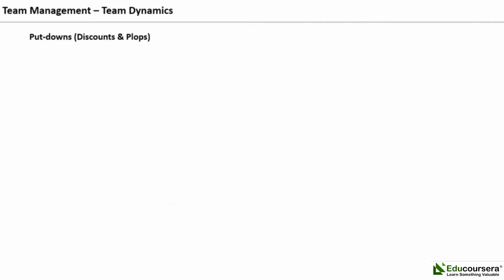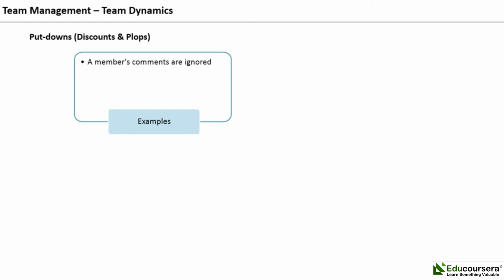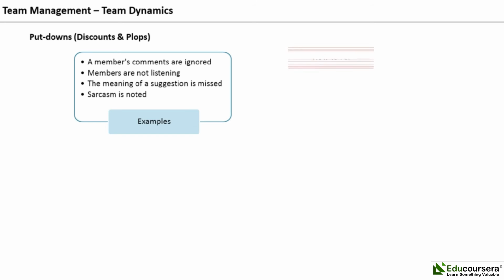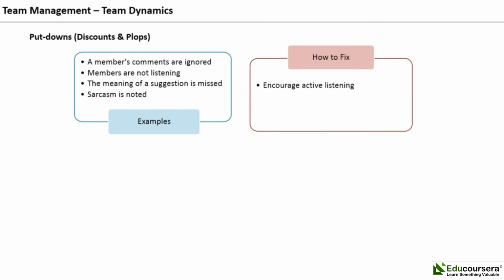Put-downs, discounts and plops. The examples of put-downs include: a member's comments are ignored, members are not listening, the meaning of a suggestion is missed, sarcasm is noted, and we can fix it by encouraging active listening, encouraging equal participation, talking to parties privately and promoting uniform idea consideration.